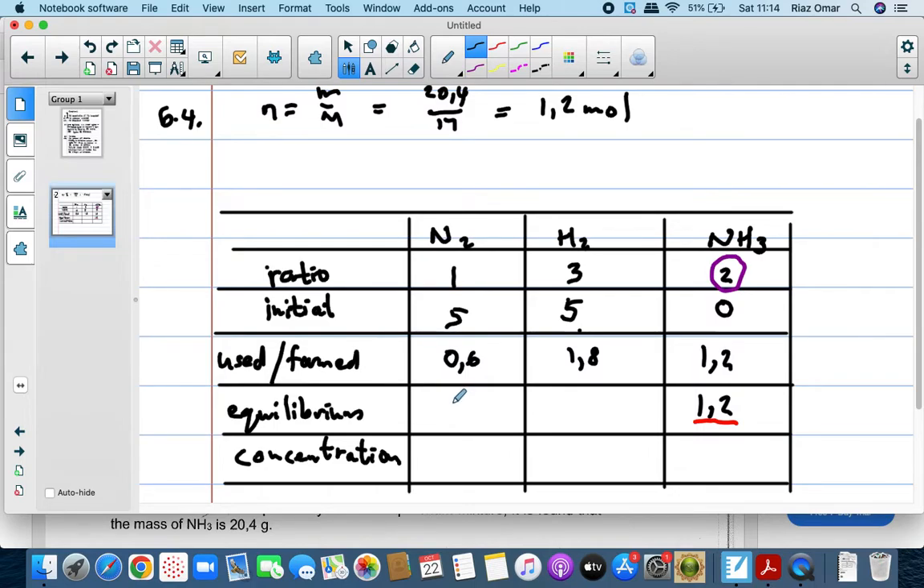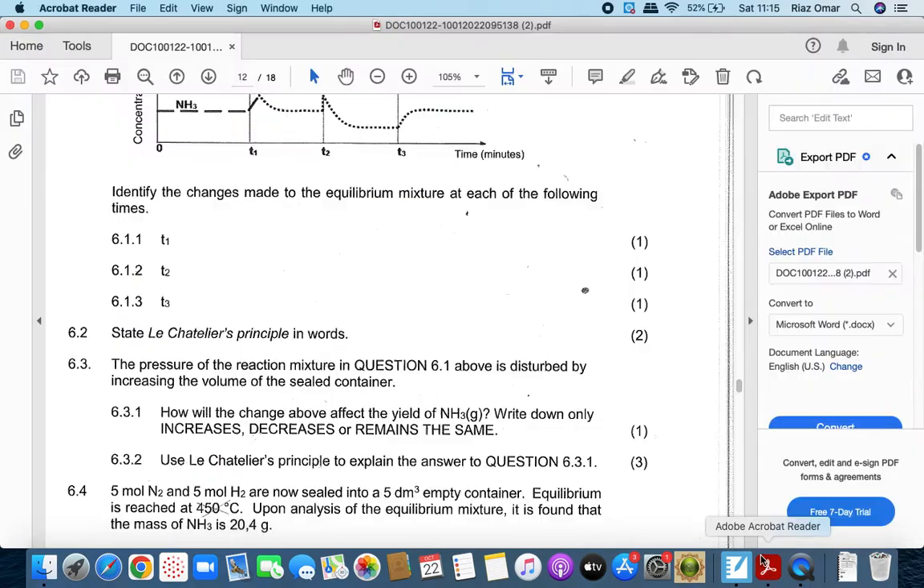If only 0,6 was used and we had 5, then at equilibrium this will be 5 minus 0,6, which equals 4,4. Similarly, if we had 5 hydrogen and 1,8 was used, if we subtract it, we get 3,2 hydrogen. Right, now we know how many moles we've got at equilibrium. And we know the container is a 5 dm cube container.